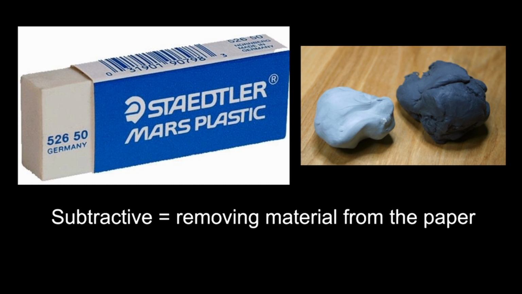Next up, we have subtractive. So we're going to be removing material from the paper. So we're going to work with our white vinyl eraser, maybe with our kneaded erasers, and we'll be removing information from the paper. So we're going to have some drawings where we start off with a completely black sheet of paper, and then we only use an eraser to pull out highlights.